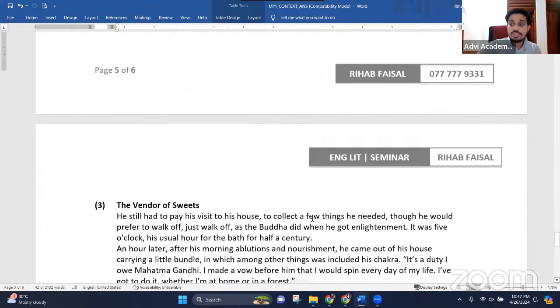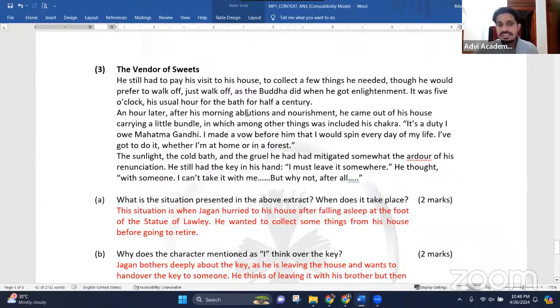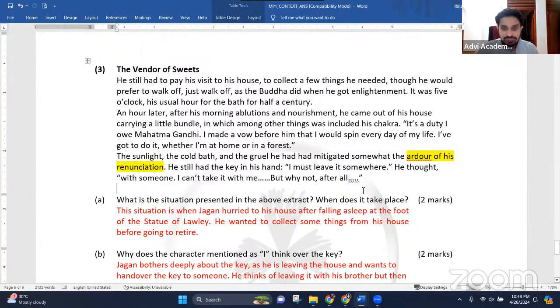Then Sweets also, the story itself is not hard. The English is not hard, but there are certain words like ablutions, nourishment, order of his renunciation and stuff like that. True. Those can be difficult words. Now, order of his renunciation, what the hell does that even mean? Nobody knows. But read the paragraph. The sunlight, the cold bath, and the gruel. He had mitigated somewhat the order of his renunciation. They're talking about how he bathed and how he was exposed to sunlight. Mitigated means removing the order of his renunciation.